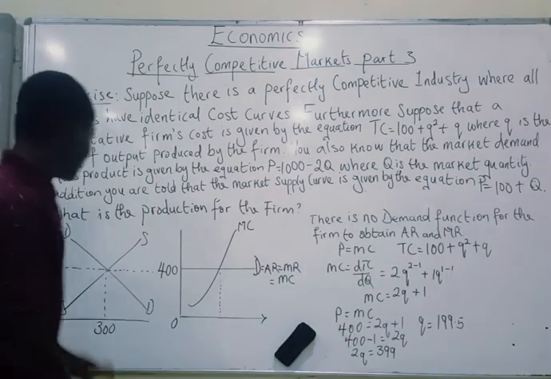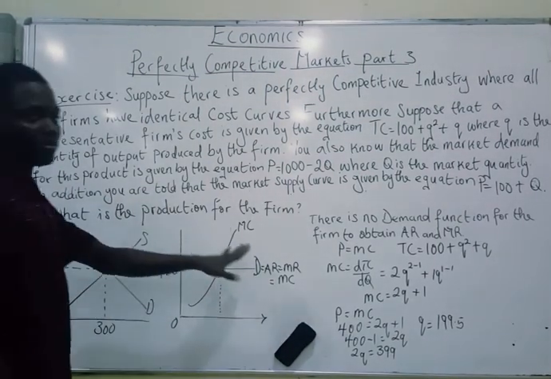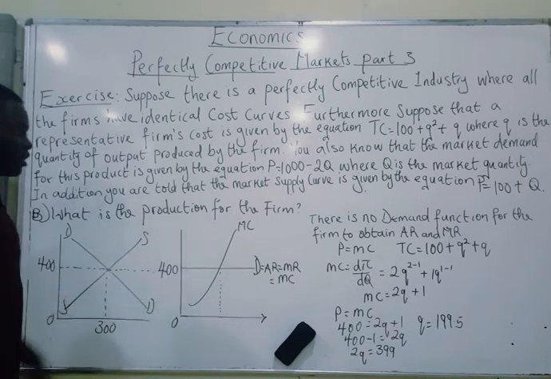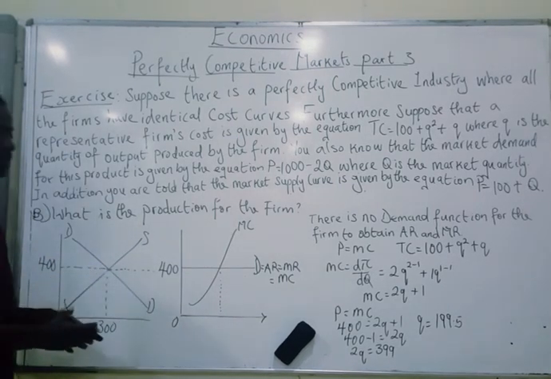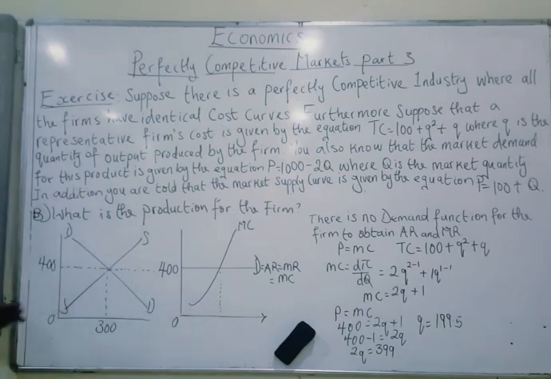The next question asks, what is the production for the firm? So I've decided to bring the two graphs together for better understanding. This happens to be the market demand and supply curves. We obtained 300 as the equilibrium quantity the other time, and then 400 as the equilibrium price.